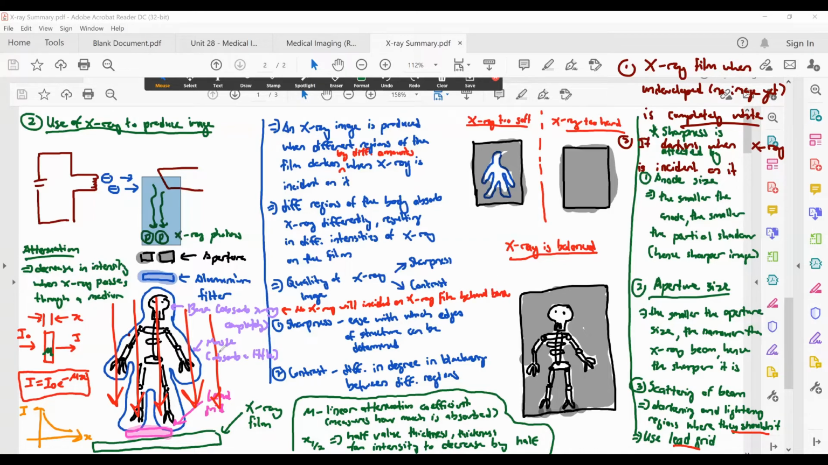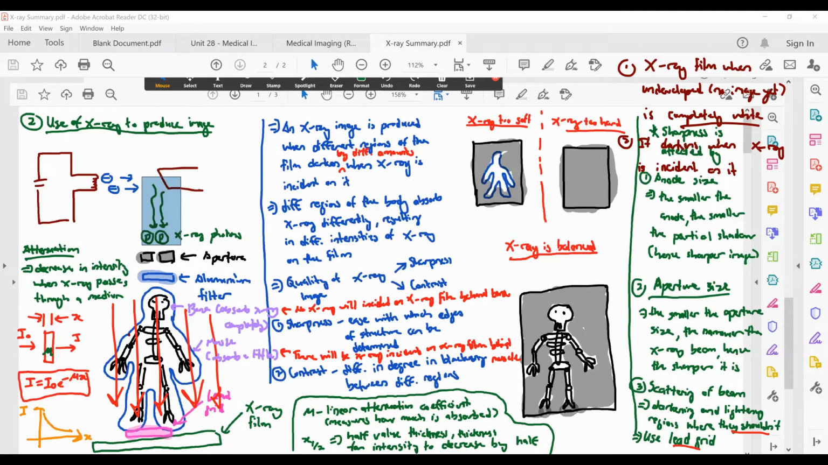But if you're talking about muscle now, where we tell you that it absorbs only little, then we will say that there will be X-ray incident on X-ray film behind muscle. That is the basic understanding here. If you're just talking about muscle and bone, bone will absorb all the X-ray, so none of the X-ray will be incident on the X-ray film behind the bone. But muscle will absorb only a little, so there will still be X-ray incident on the X-ray film behind the muscle.